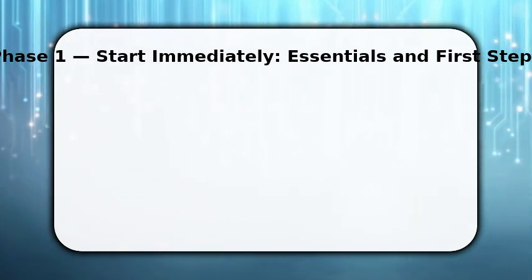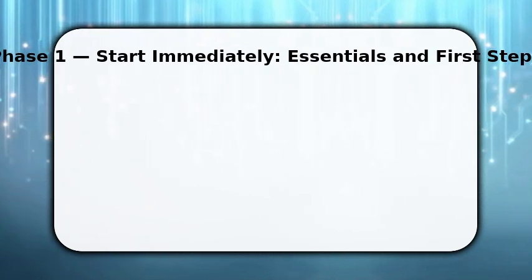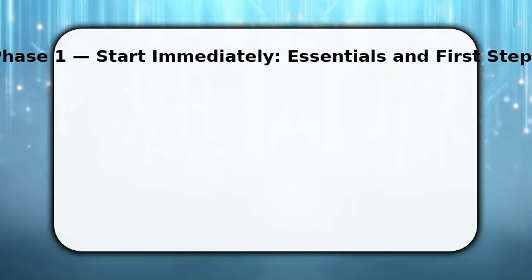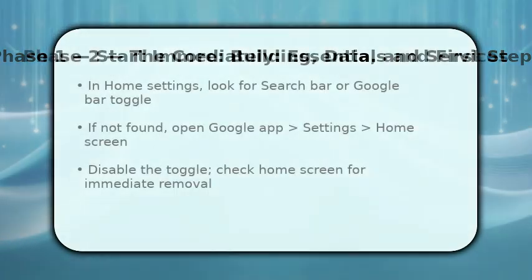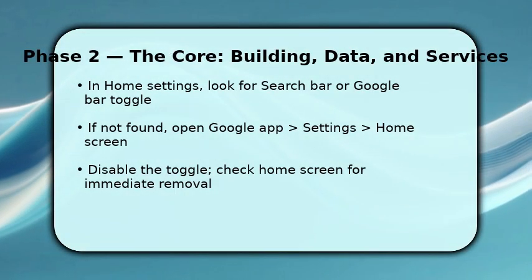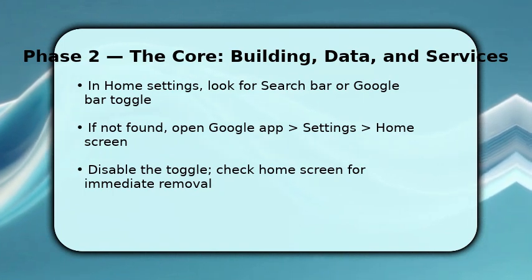You do this because the search bar is controlled either by your launcher or the Google app. Making the right entry choice saves time and prevents accidental resets. Once inside Home Settings, locate the search bar or Google bar toggle and disable it. That removes the persistent widget.